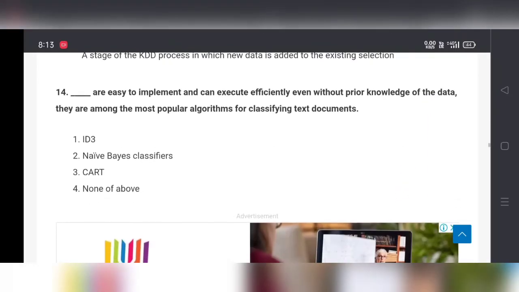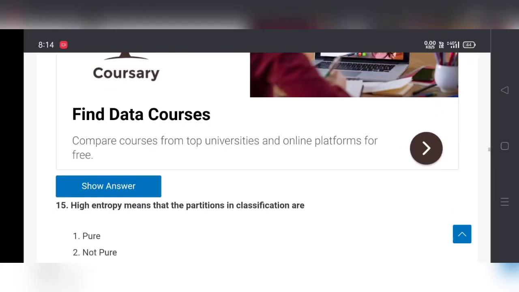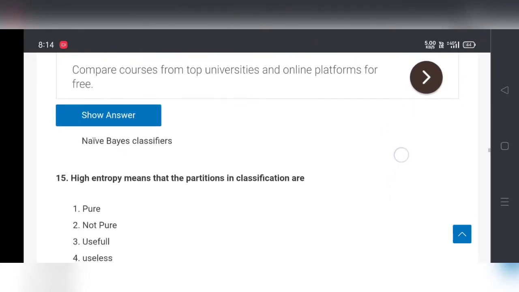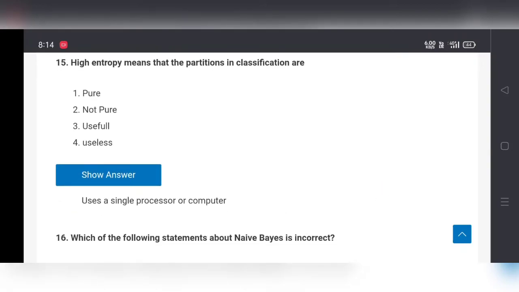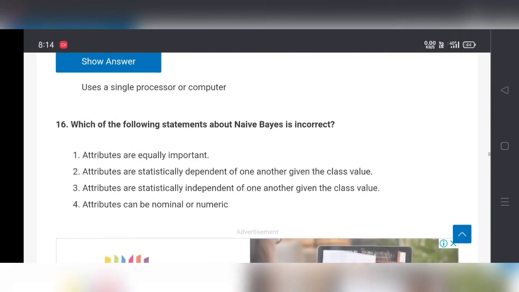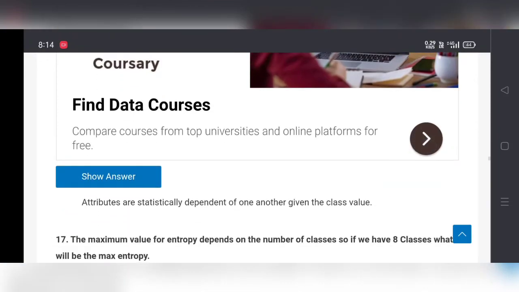ठीक है, next, these are easy to implement and can execute efficiently even without prior knowledge of data. They are among the most popular algorithms for classifying text documents. The answer is Naive Bayes based classifiers. Next question, high entropy means that partitions in classification are. The answer is use a single processor or computer. Which of these statements about Naive Bayes is incorrect? The answer is attributes are statistically dependent on one another given the class value.